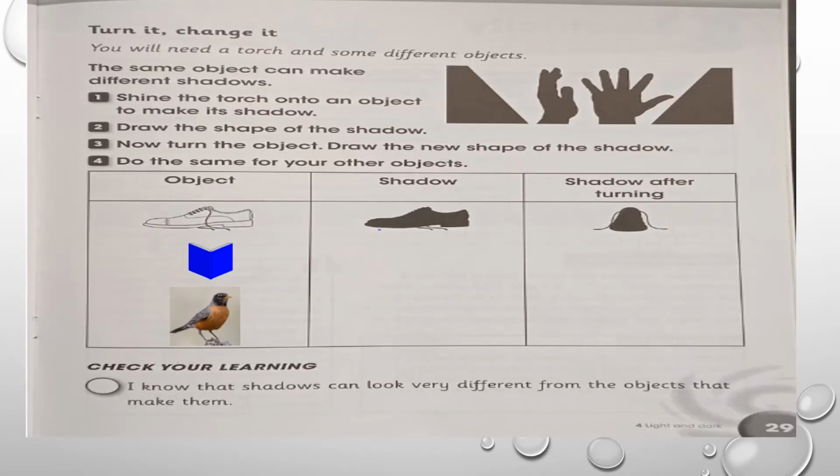Okay, now let's move to our Skill Builders page 29. To complete the activity on this page, we are being told you will need a torch and some different objects. Take note, the same object, for example, we have a shoe here, can make different shadows.